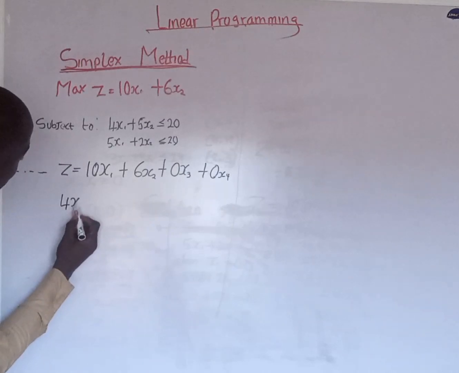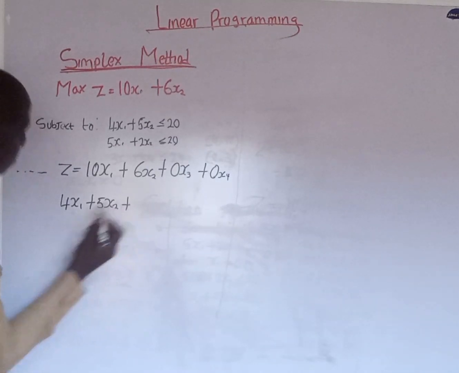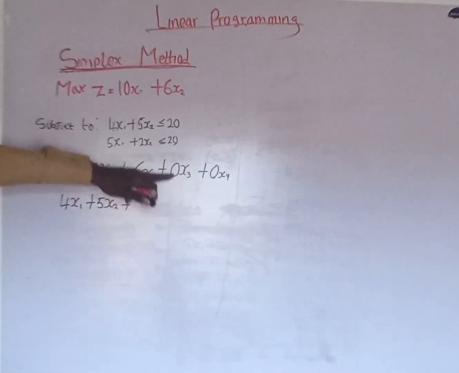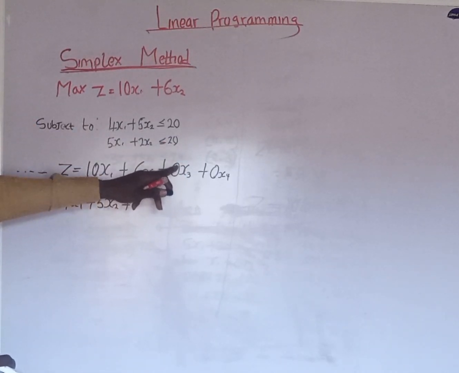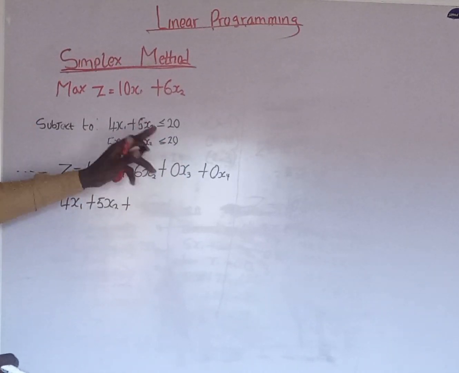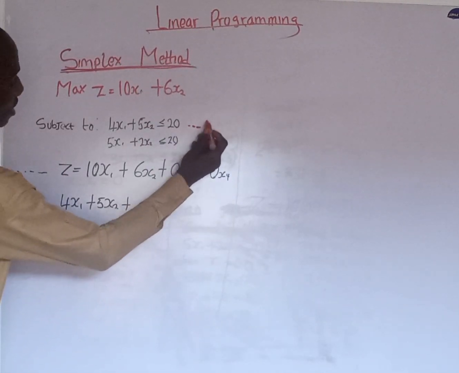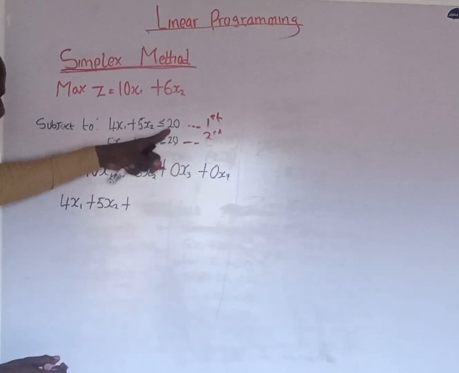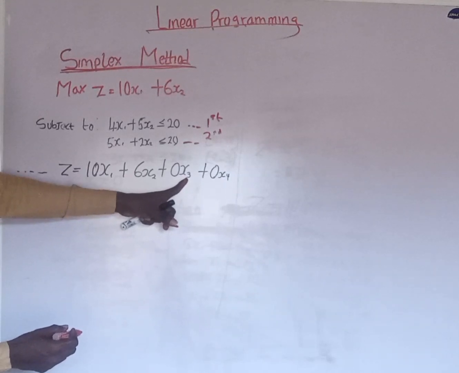4x1 plus 5x2 plus, for the first constraint, the coefficient of your slack variable will be 1. This is the first constraint, don't forget, and this is the second constraint. For the first constraint, the coefficient of your slack variable will be 1.